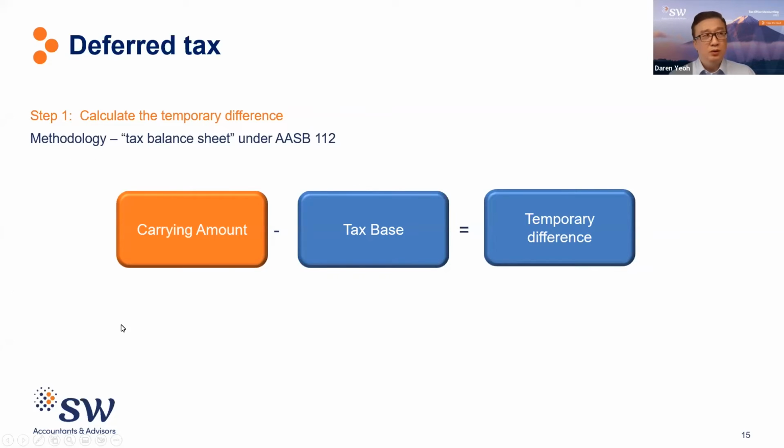So in order to calculate your DTAs and DTLs, you start with your trial balance. Your trial balance will contain the carrying amount of your assets and liabilities. For each asset and liability, you need to compare it to their tax base, and the difference will give you the temporary difference. So the carrying amount is whatever you have in your trial balance, the book value or accounting value.